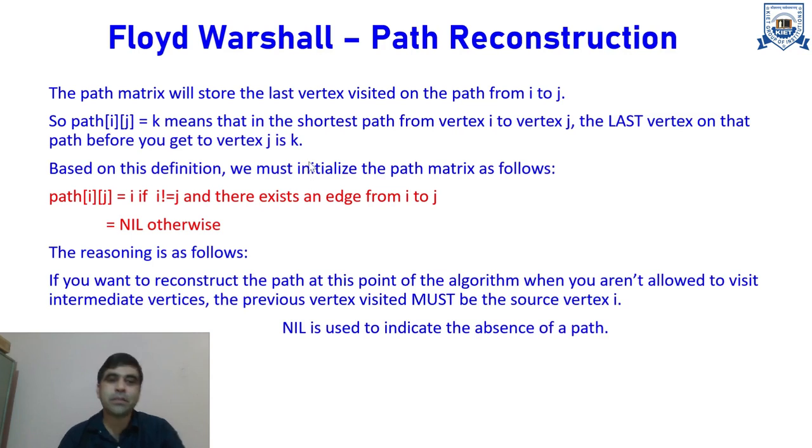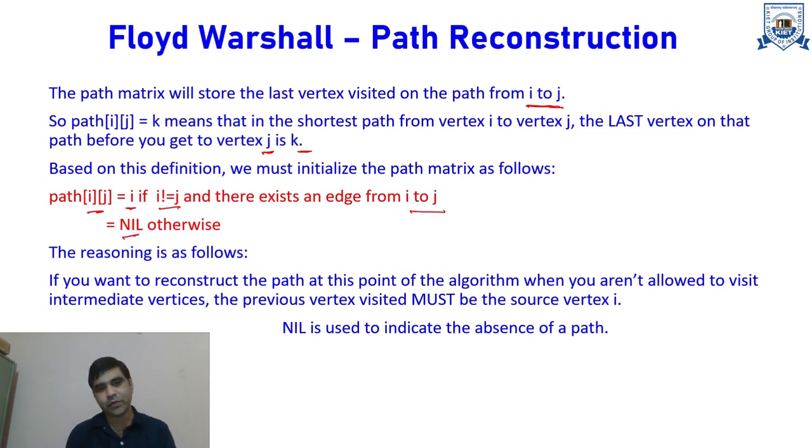Now the path matrix stores the last vertex visited when you go from i to j. This is the basic criterion. The path of ij equal to k means that in the shortest path from vertex i to j, the last vertex on the path before you get to vertex j is k, the immediate last vertex before you reach j. Based on this definition, we must initialize the path matrix so that path of ij is equal to i if i is not equal to j and there exists an edge from i to j, otherwise it is nil.